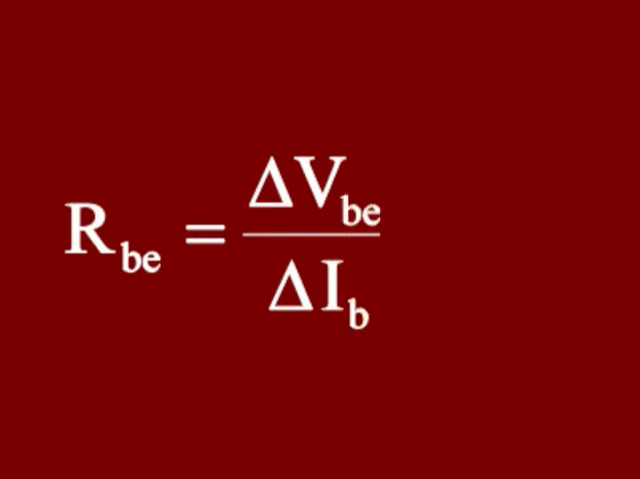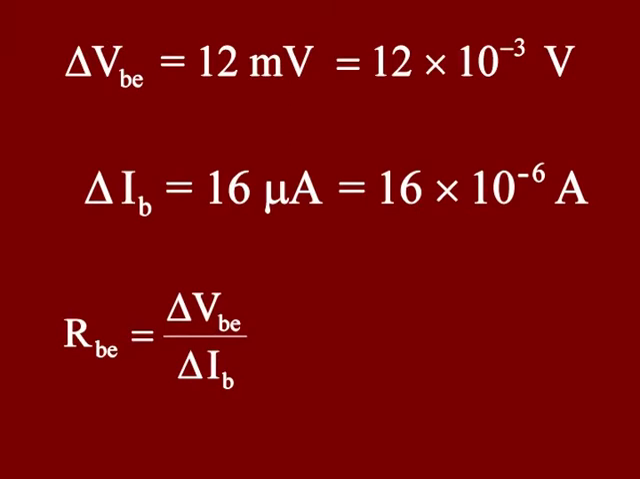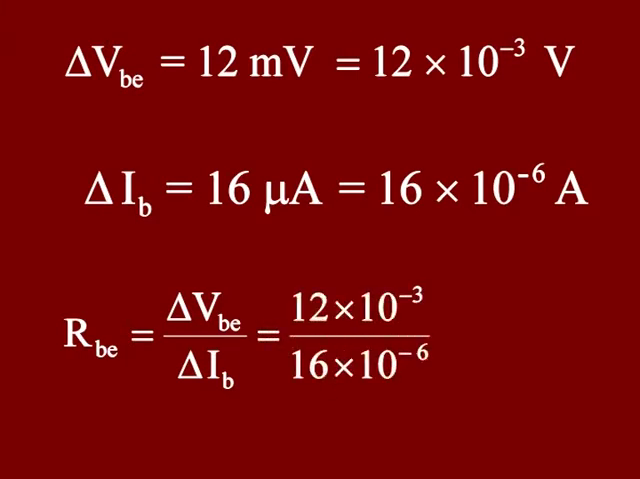May we now try to find out the input resistance RBE, which is given by the formula RBE equal to delta VBE upon delta IB. Substituting the values of delta VBE and delta IB in this equation, we get RBE equal to 12 into 10 raised to the power minus 3 upon 16 into 10 raised to the power minus 6. That is equal to 750 ohm.